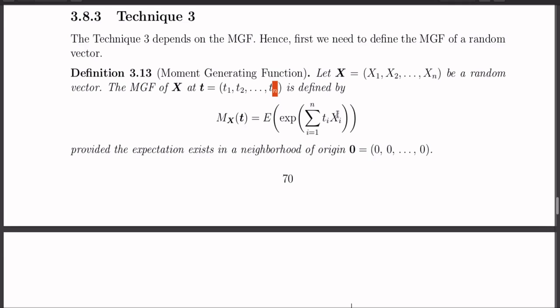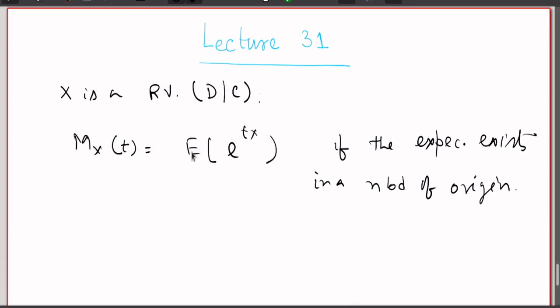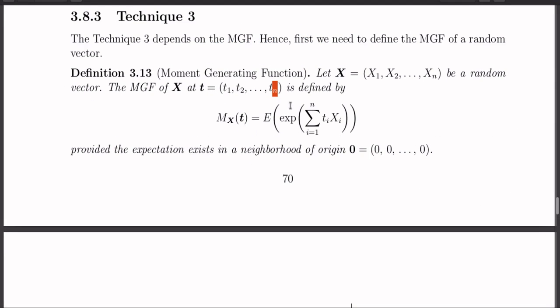So it is a direct extension from that of the random variable, because in that case we have one random variable, so I have tx, and now I have multiple random variables, so I have t1 x1 plus t2 x2 plus t3 x3 and so on in the exponent. This is a straightforward generalization, and note that if I take n equal to 1, then this becomes the moment generating function of a random variable. Again, the same condition applies: provided the expectation exists in the neighborhood of the origin.